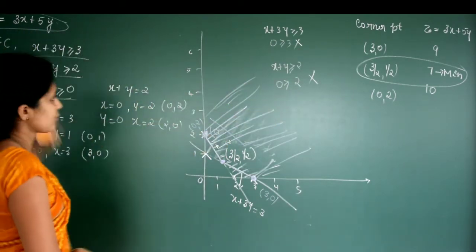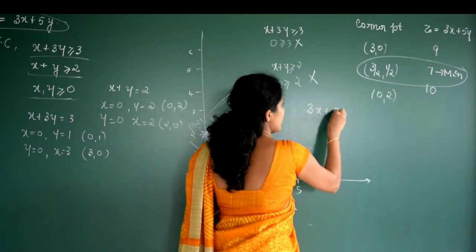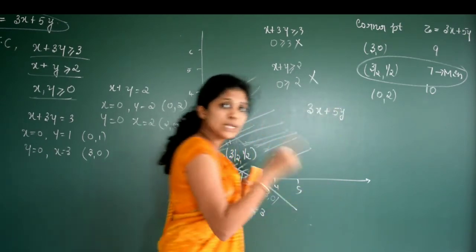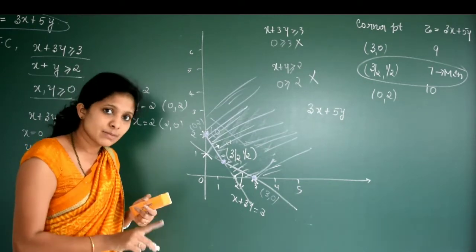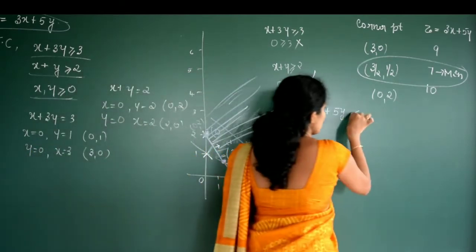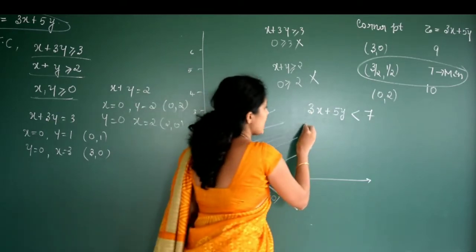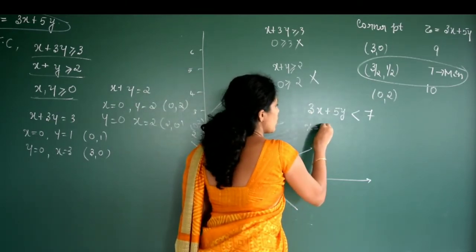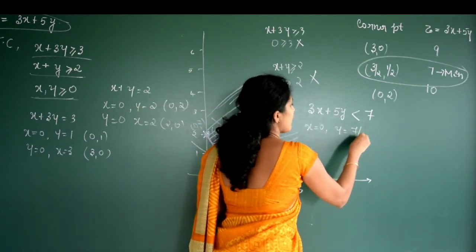See, we will draw the graph of that one. It is given, 3x plus 5y. I have to take the minimum value. Minimum value means always it will be less than. If it is the maximum, it will be greater than. But here we are finding the minimum value, so this will be less than 7. Is it clear? Now, if you substitute the value of x is equal to 0, what will be the value of y? y is equal to 7 by 5.